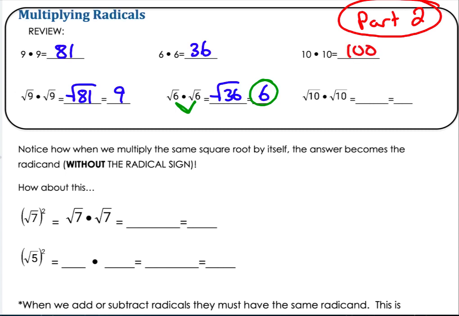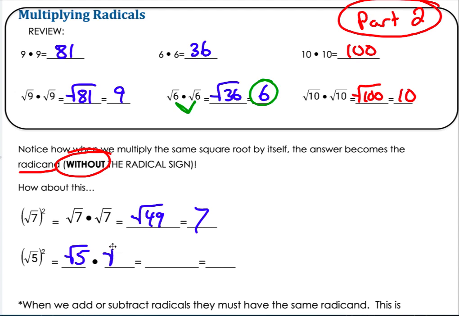10 times 10 is 100. So square root of 10 times square root of 10 is square root of 100, or just 10. Notice that when we're multiplying the square root by itself, the answer becomes the radicand, but without the radical sign. So the square root of 7 squared is just square root of 7 times square root of 7, which is square root of 49, which is just 7. Square root of 5 squared is square root of 5 times square root of 5, which is the square root of 25, which just simplifies to be 5.